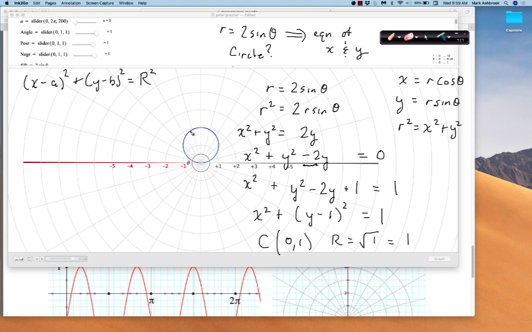We thought this was a circle. It is. Is the center (0, 1)? Sure looks like it, right? Is the radius 1? The high point was at 2, and that's 1 away from the center, which is at 1. So indeed, this is a circle, center (0, 1), radius 1. And that proves it mathematically.